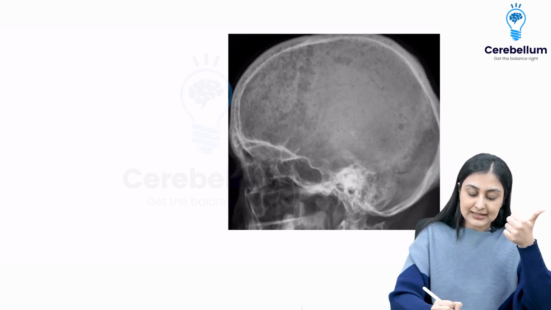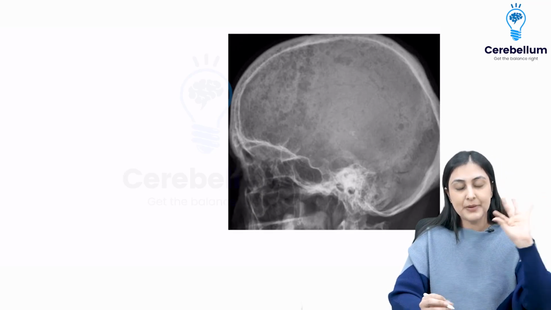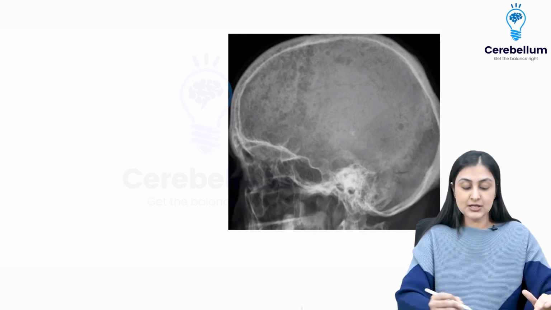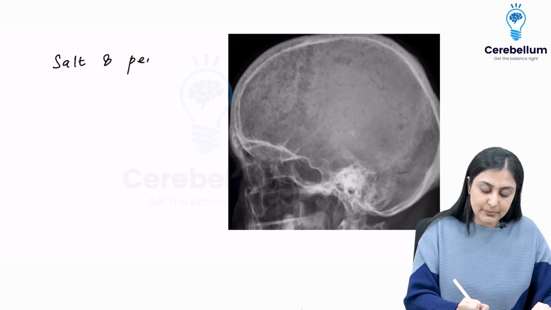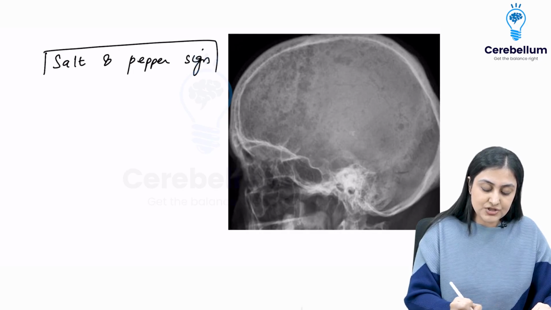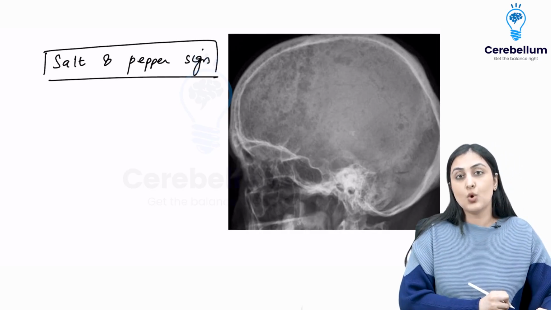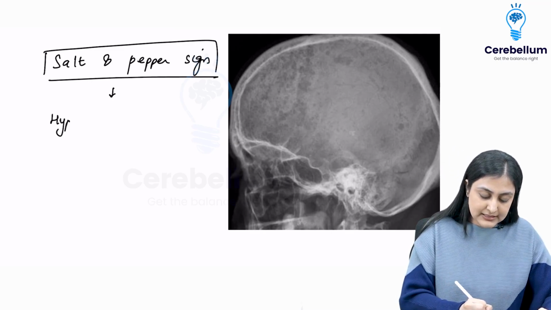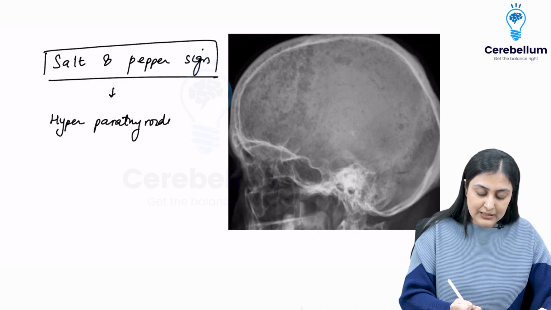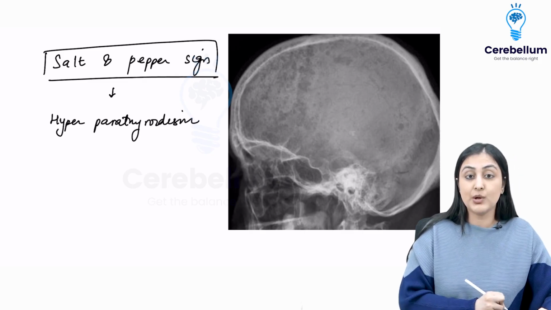Okay, so this lytic lesion, now see the shape, it's very tiny. Yeah, so this has been likened to the term salt and pepper. So when you have these very tiny lytic lesions, this is called the salt and pepper appearance, and this is a finding that we see in hyperparathyroidism. So this is a feature of hyper PTH, hyperparathyroidism.